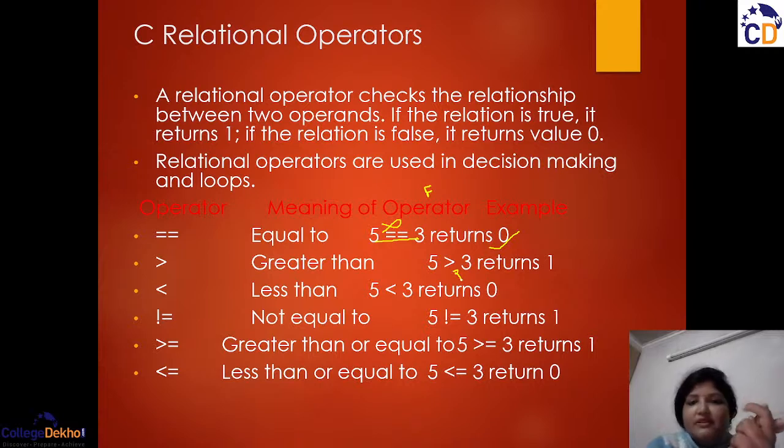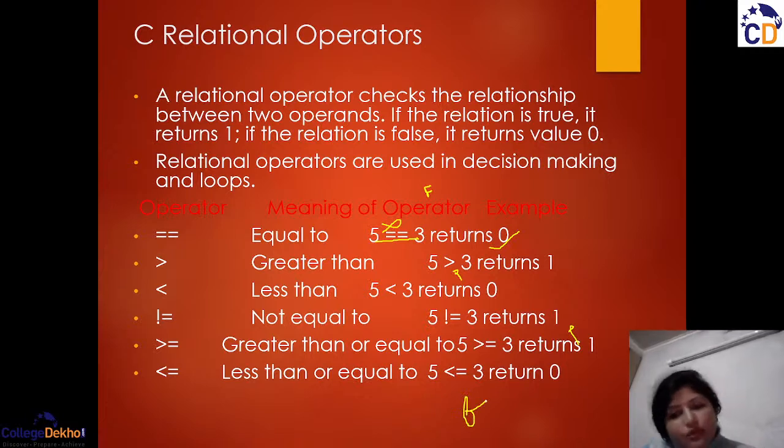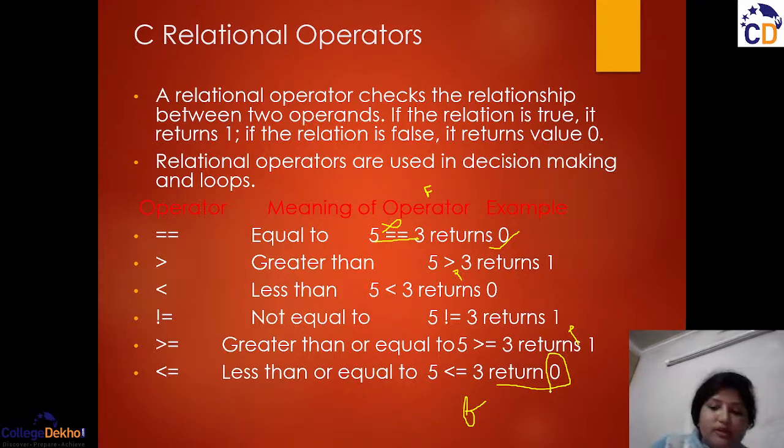In the next statement, 5 is less than 3. So it would be a false condition, and it is going to give you 0. Then we have 5 is not equal to 3. Yes, 5 is not equal to 3, so it is going to give you the true value. And then we have greater than or equal to and less than or equal to. 5 is greater than or equal to 3, yes, the condition is true in this case. And the condition would be false when we are talking about 5 is less than or equal to 3. So it is going to give you a 0 value, which means the condition is false. It is going to return false.